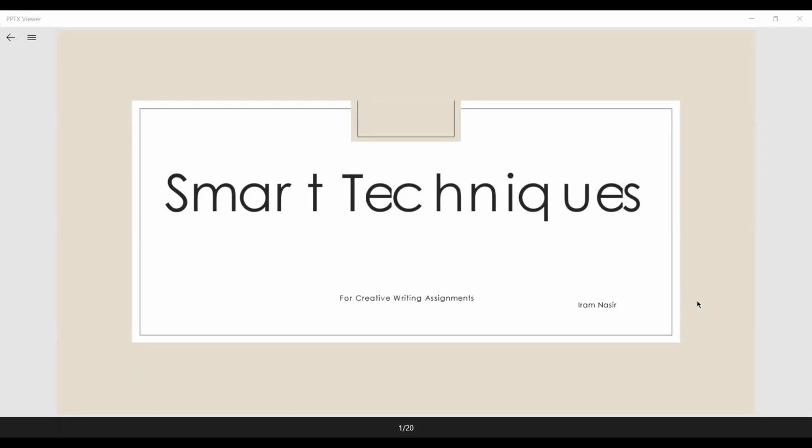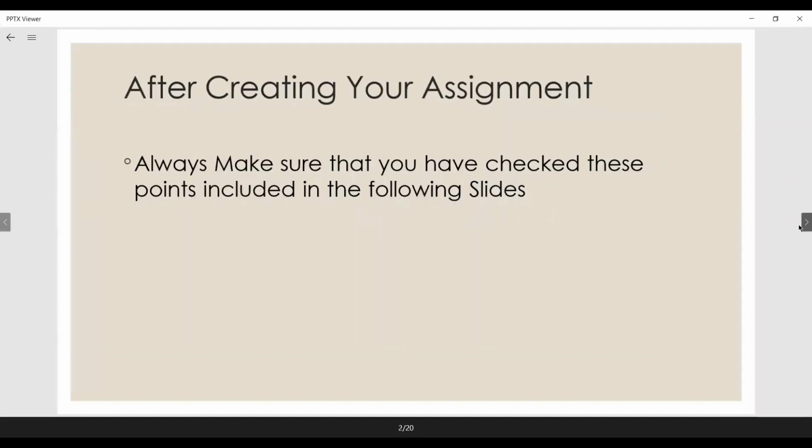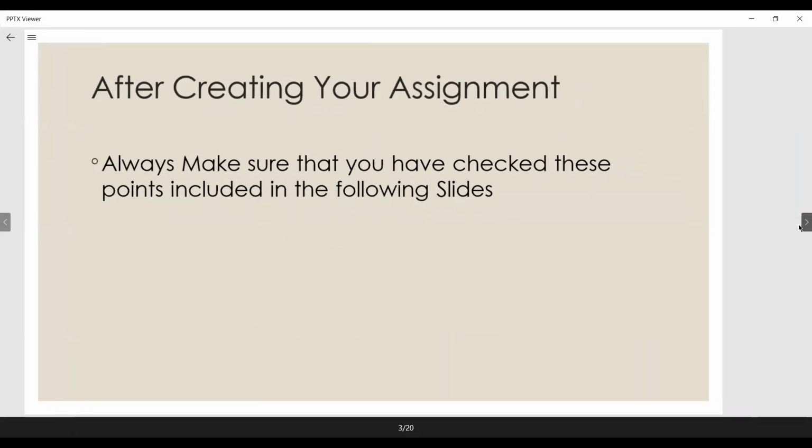Today we are going to discuss smart techniques for creative writing assignments. Certainly, here are some creative writing tips to help you. Just after receiving your assignments, I feel it's a need of the time that I should share with you these smart techniques, by adopting which you will be able to not repeat those mistakes again in your new assignments. Always make sure that you have checked these points included in the following slides.